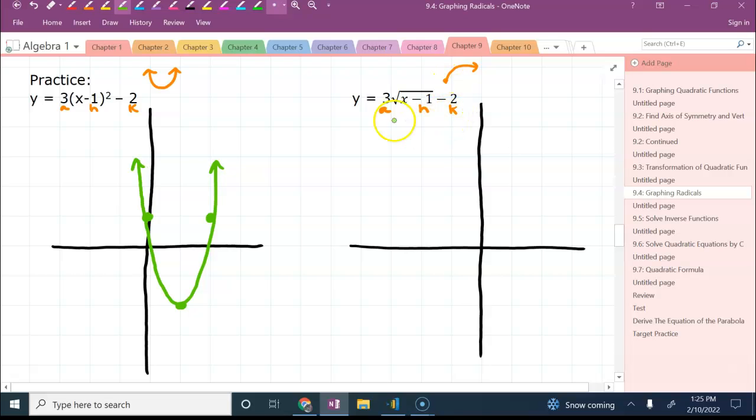Now the movements are all going to be the same for this side. You're still going to go right 1, down 2 for your vertex. Your stretch is still 3, so you're going to go right 1, up 3 and draw that point. But instead this is that square root function. So it should kind of go up and then out to the right.